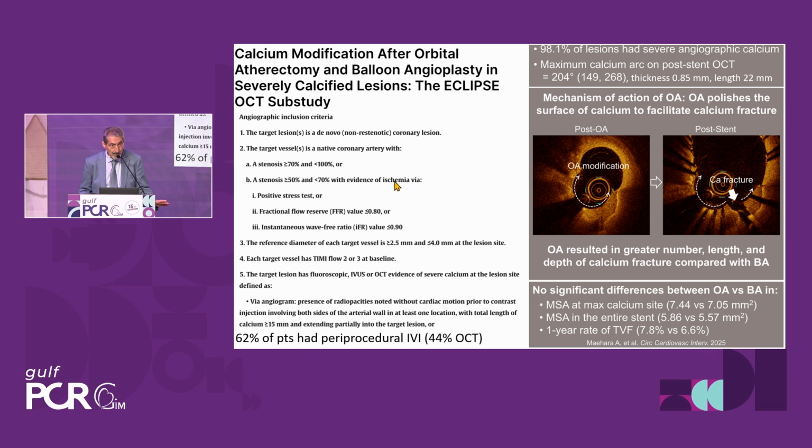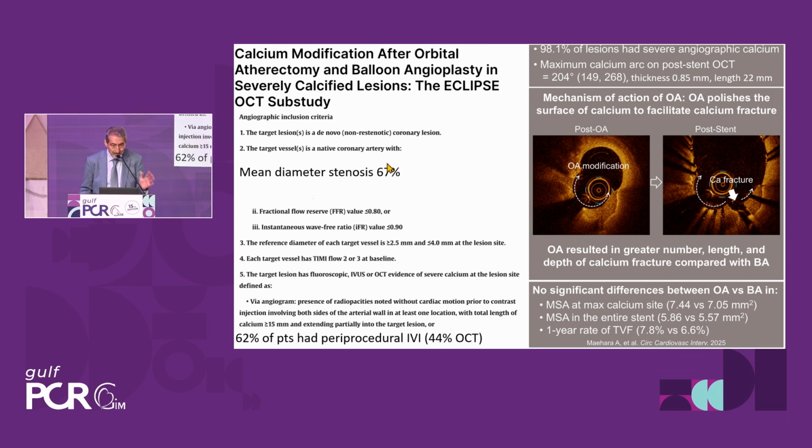First of all, let me remind you the inclusion criteria. In theory, they were complex severe lesions, 70–100%, or if they were between 50 and 70 with evidence of ischemia, but this can be just a treadmill test. In reality, you see the mean diameter stenosis of 67%, especially in a large vessel.